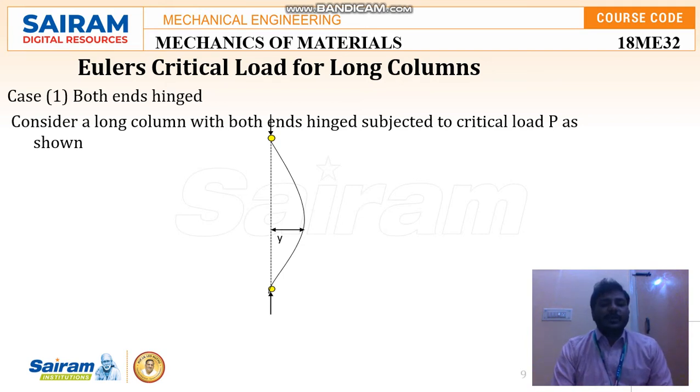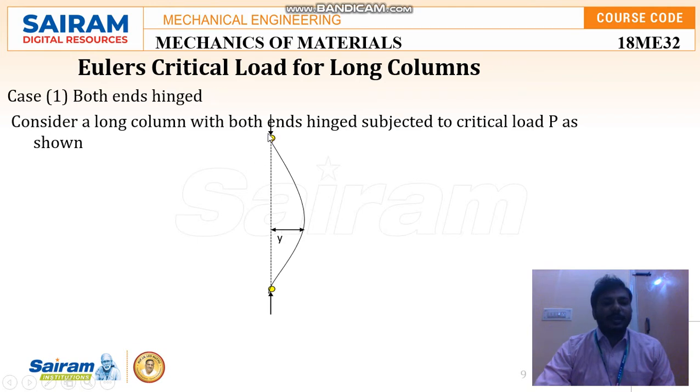Now we are going to consider a long column where both ends are hinged. As discussed in the previous topic, hinged means both ends have a support. You can see in the diagram that both ends have some support, and both ends have an axial compressive force acting on the column.